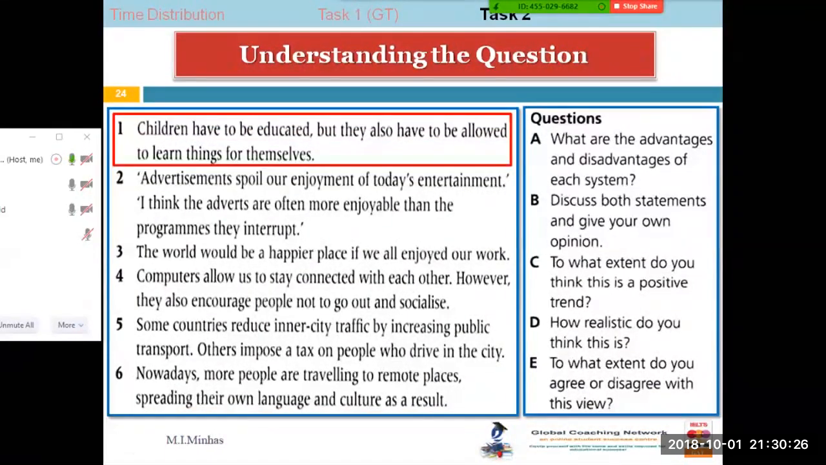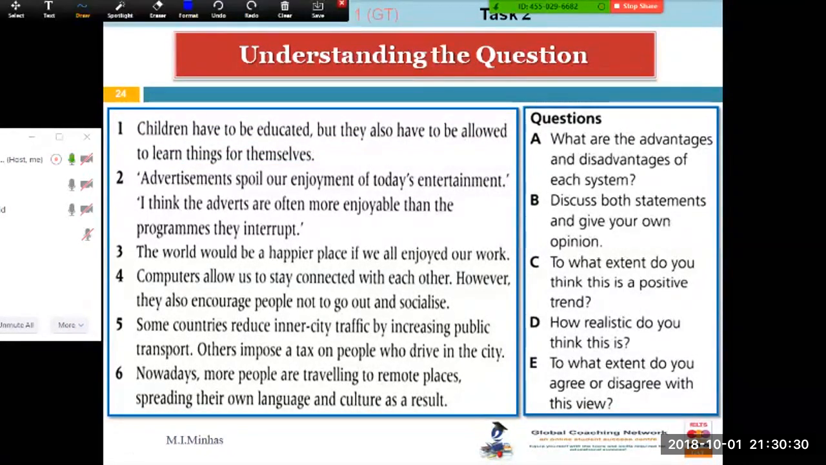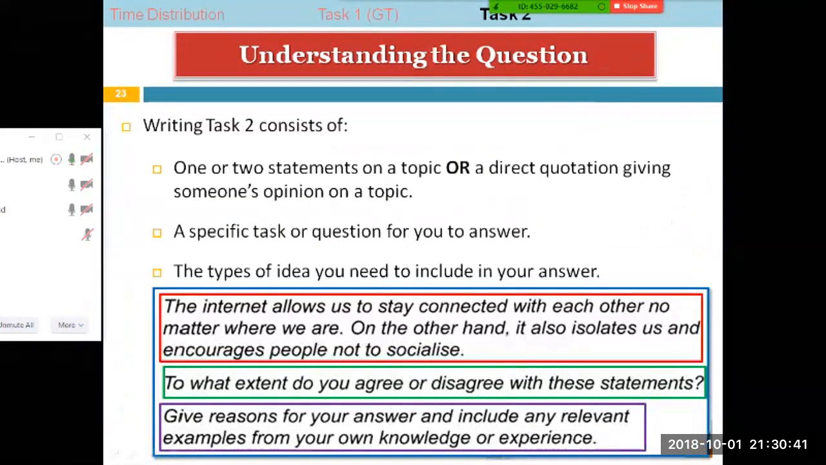Now here in this slide, on your left side, you can see the first part of the task. I've just told you on the previous slide that there are 3 parts of task 2. In the first part, there are one or two statements. In the second part, there's a question.